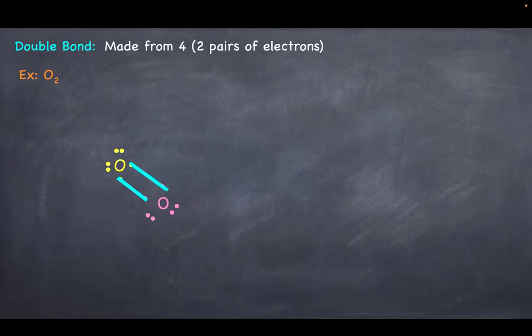And this way we have 2 lines. So we call that a double bond. So as you can see, a double bond is made from 2 pairs of electrons.